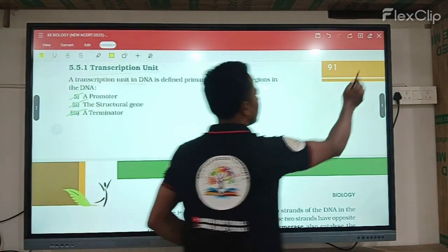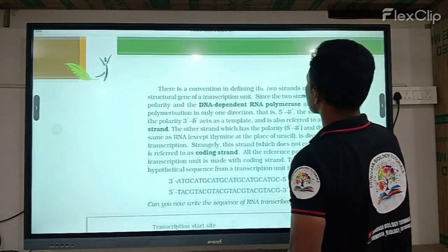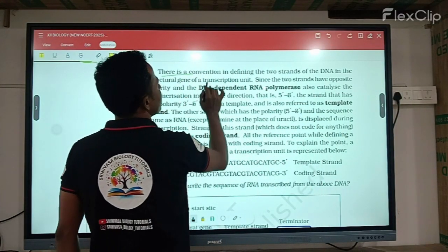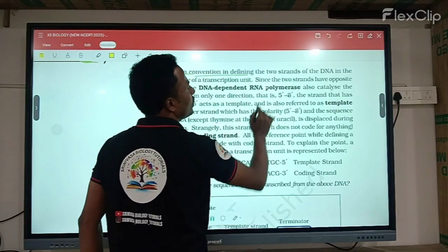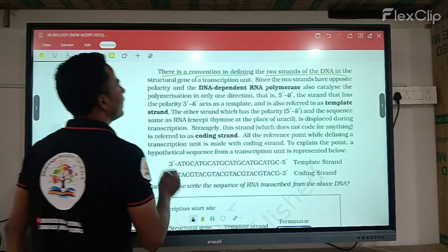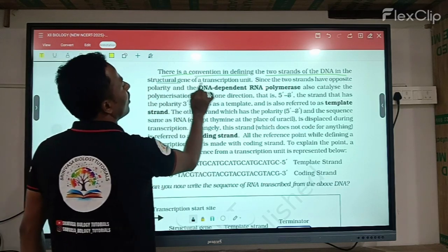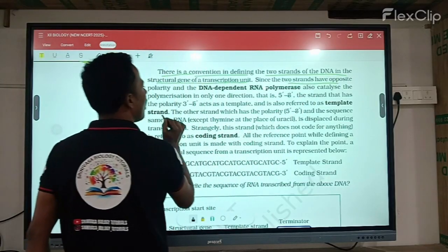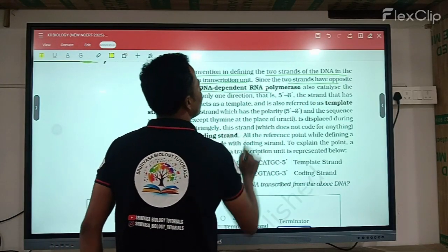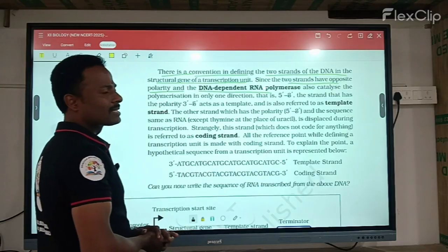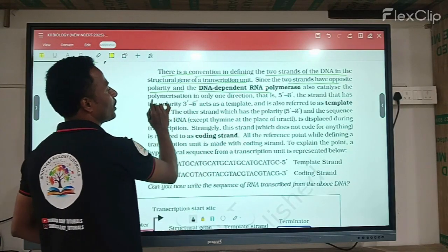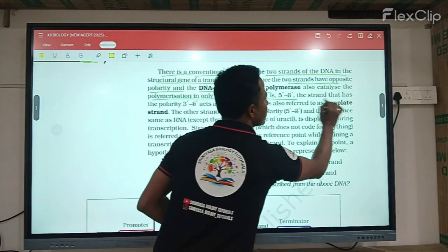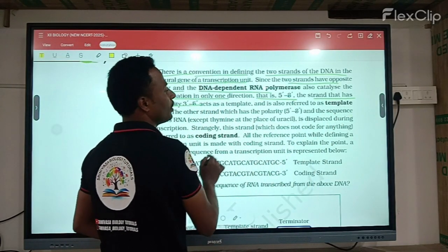Let us discuss them one by one. In this transcription process, there is a convention for defining the strands of the DNA in the structural gene of a transcription unit. The two strands have opposite polarity, and the DNA-dependent RNA polymerase catalyzes polymerization in only one direction, from 5 prime to 3 prime. The strand that has 3 prime to 5 prime polarity is the template.